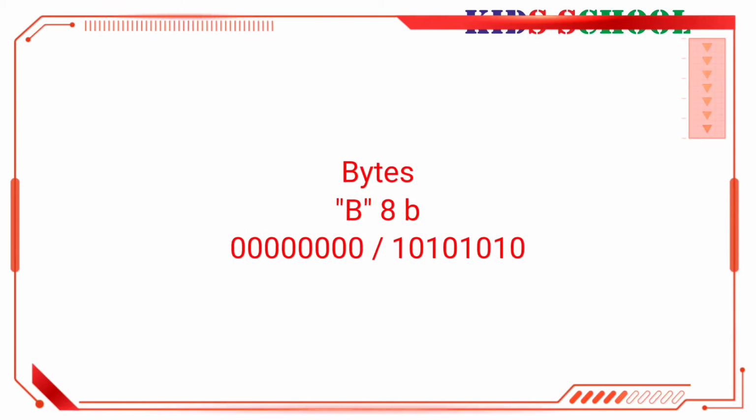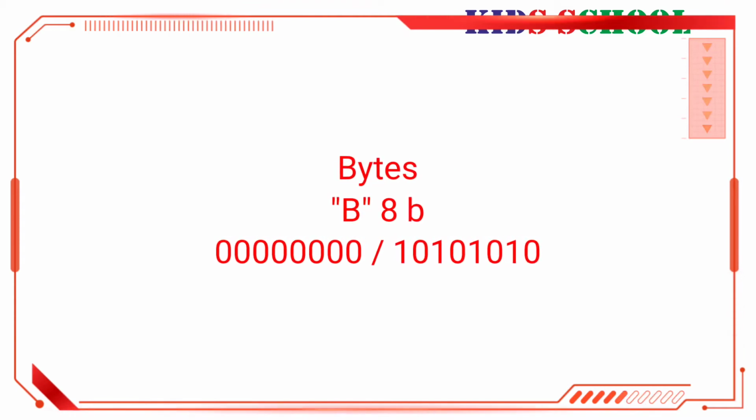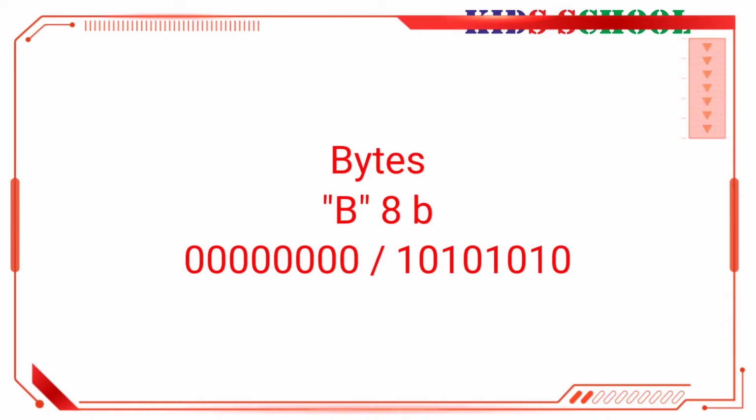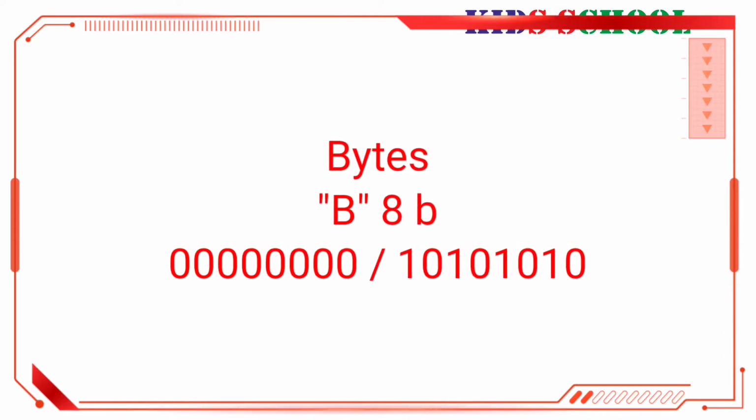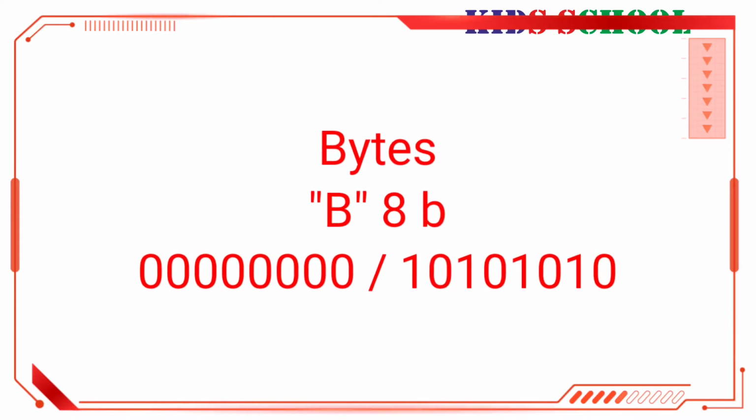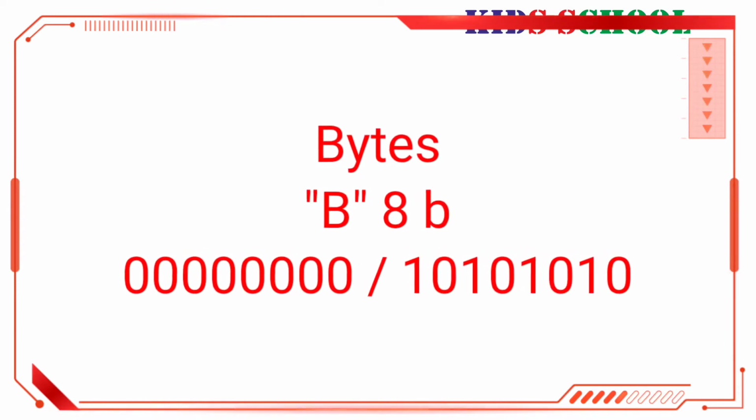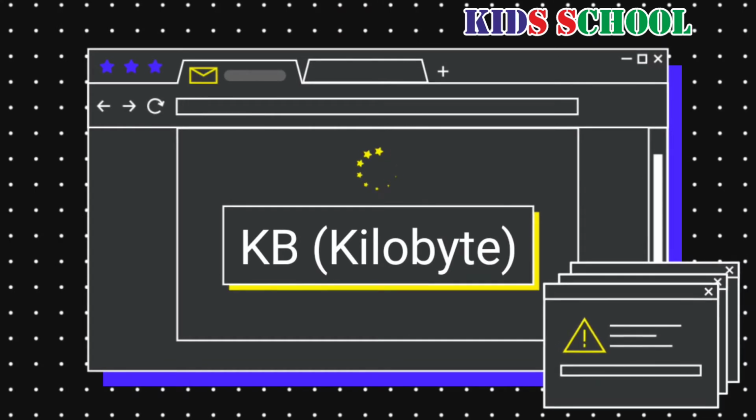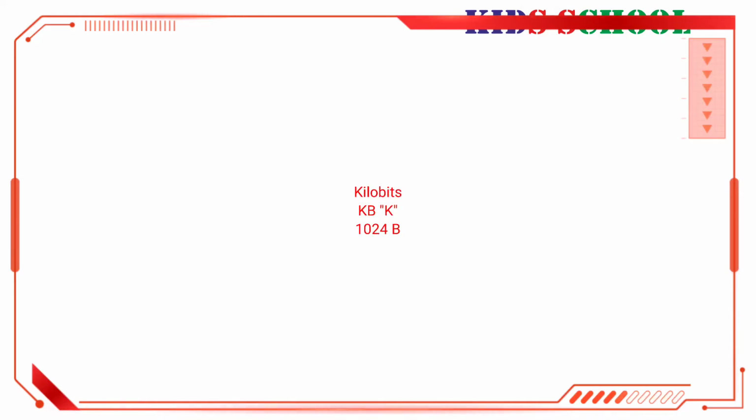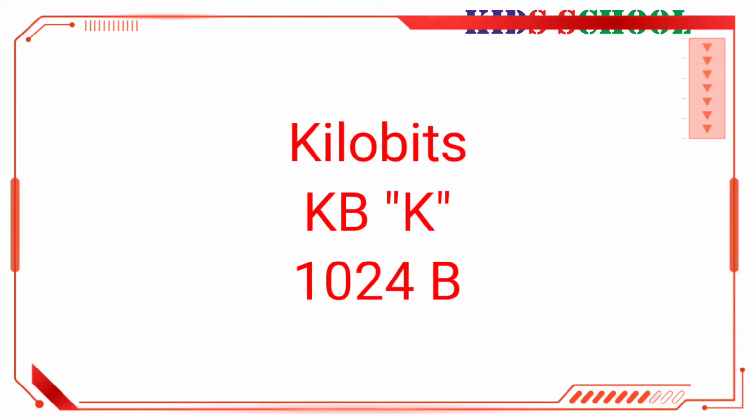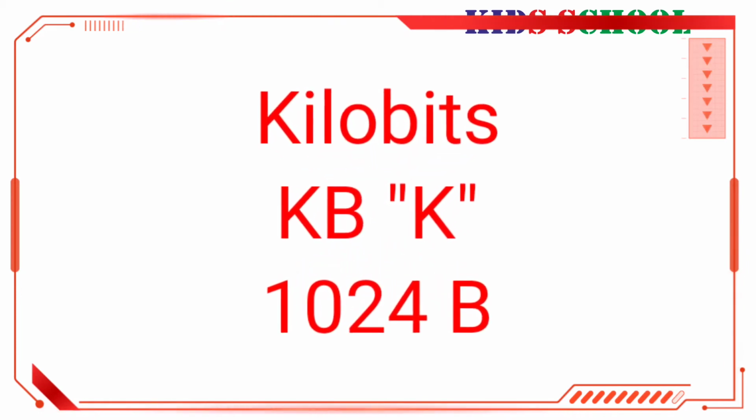The byte is the amount of memory required to store a single character. For example, 4 bytes are required to store the word play. All specifications related to the computer's memory are represented in terms of bytes. The next one is kilobyte and its symbol is KB. Kilobyte is equal to 1024 bytes. It is denoted by KB or simply K.